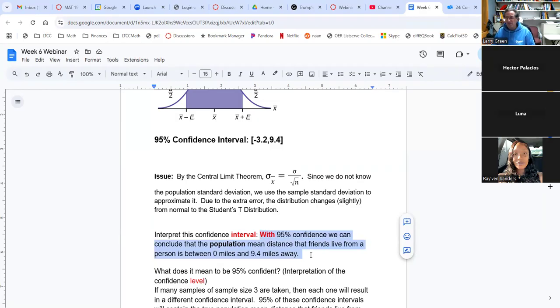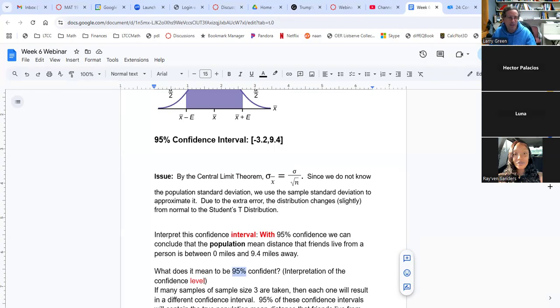Any questions? Okay, so then that was the interval. Then there's the confidence level. The confidence level in this case is 95%, or 0.95, which you'll sometimes use. So that 95% is the confidence level.